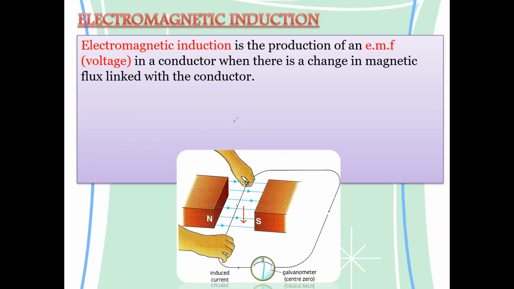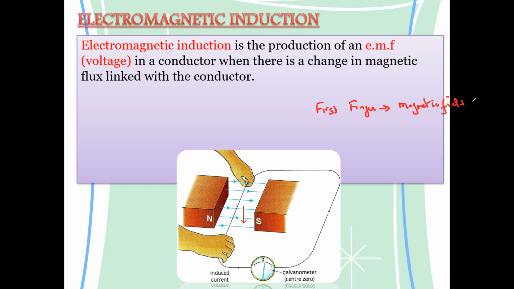So we will use Fleming's left hand rule. According to Fleming's left hand rule, try to apply that rule on the figure. Your first finger, or your index finger, should represent the direction of the magnetic field. And what is the direction of the magnetic field? It is from north to south.